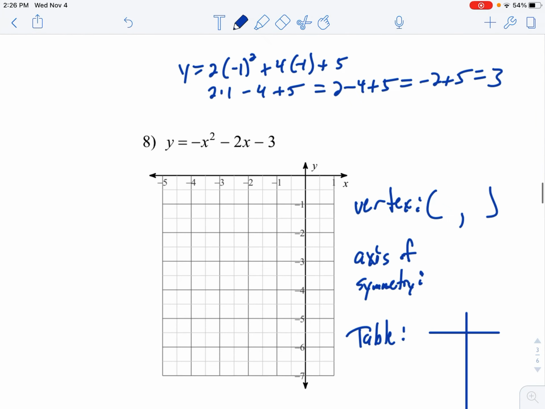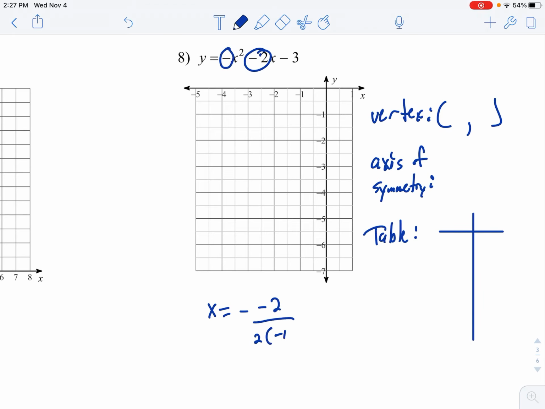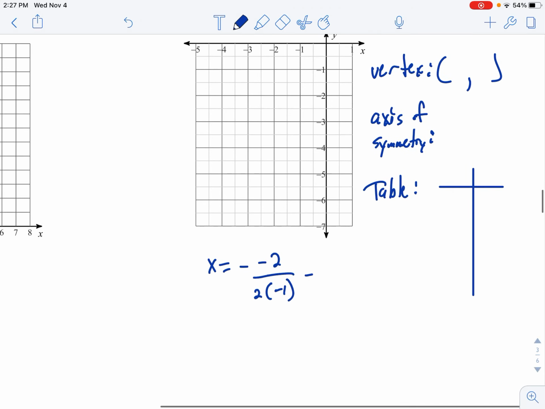So you don't have a ton of these. Let's find the vertex. X equals negative b, which is already negative, over 2 times a, which is a negative 1. So lots of negatives in here. These two negatives cancel. 2 times negative 1 on the bottom is negative 2. 2 divided by negative 2 is negative 1.